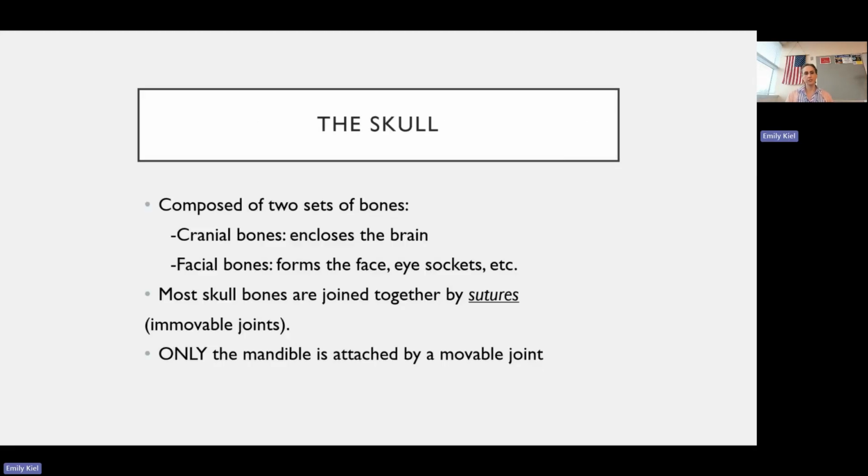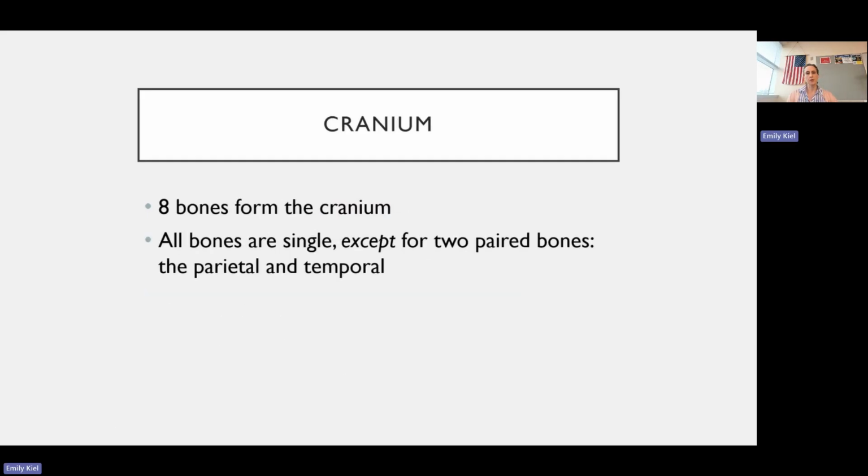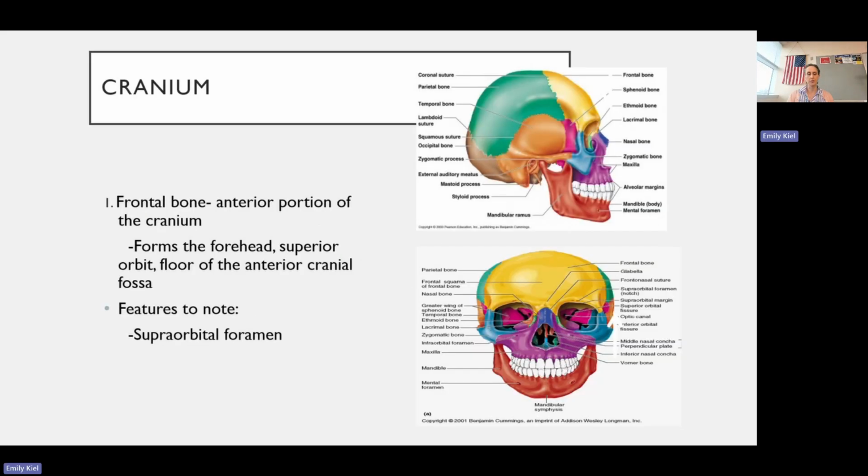So the skull is divided into two sets. You've got your cranial bones and your facial bones. Cranial bones enclose the brain. Facial bones form the face, the eye socket, the part that we think of as the face. And they're joined by those sutures, which are immovable joints, and only the mandible is attached by a movable joint. So there's 8 bones of the cranium. All bones are single except for 2 paired bones, so the parietal and the temporal bone.